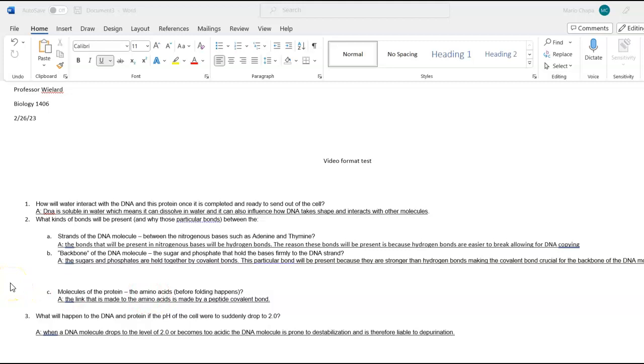And what kind of bonds will be present in the molecules of protein, the amino acids? A, the link that is made between the amino acids is by a peptide covalent bond.